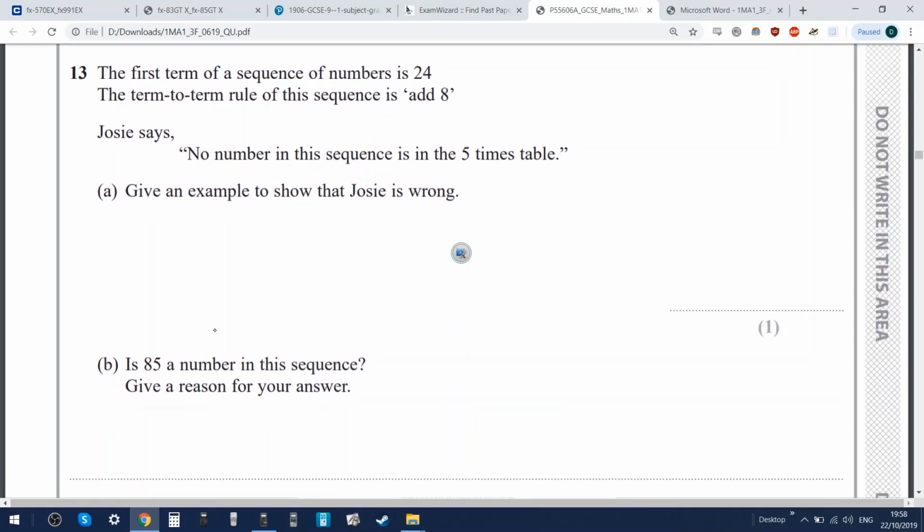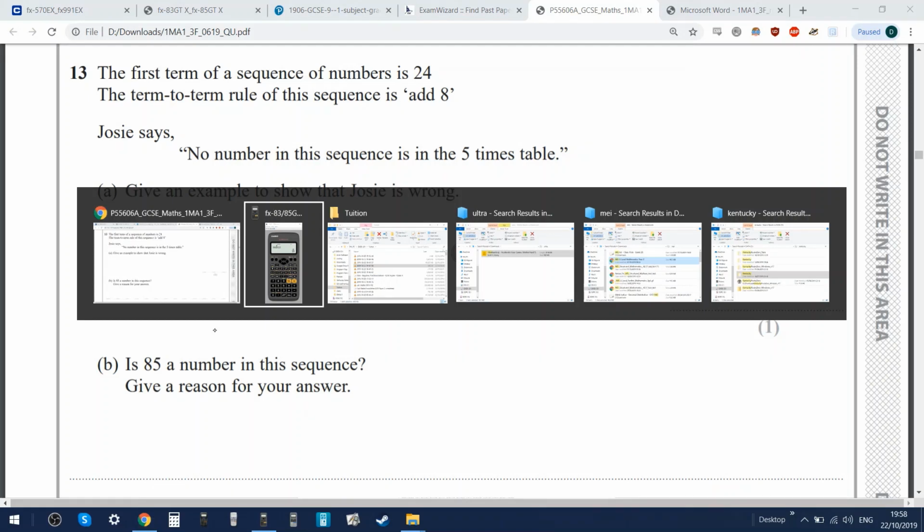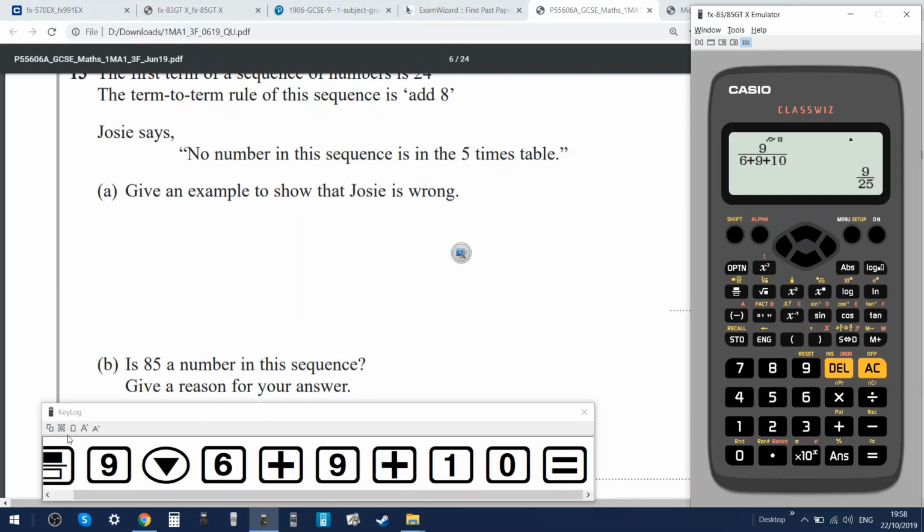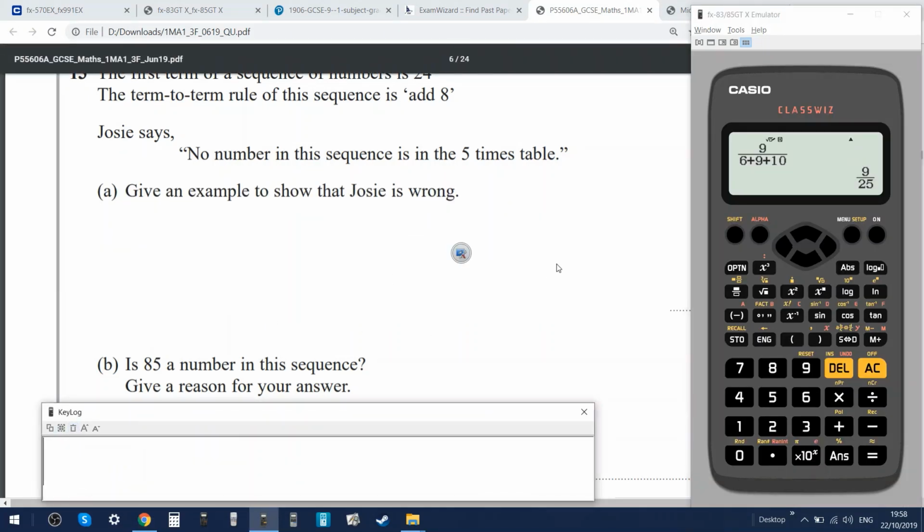This one, that one is so tricky. Will we do this one? The first term of a sequence of numbers is 28. The term-to-term rule of this sequence is add 8. No number in this sequence is in the 5 times table. Give an example to show that they're wrong. Okay, this is the trickiest question in the world though. You won't know how to do this question.